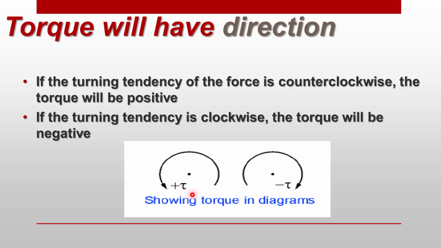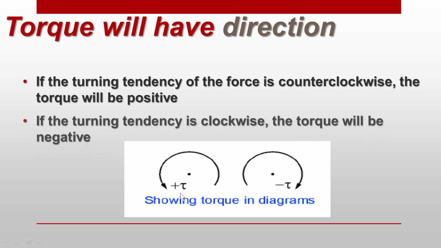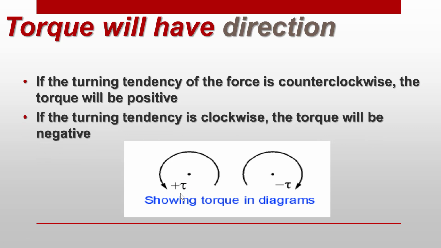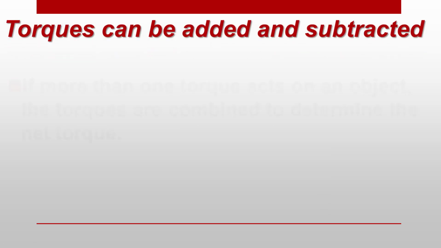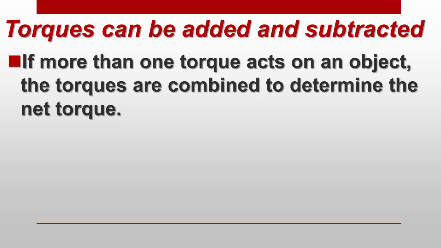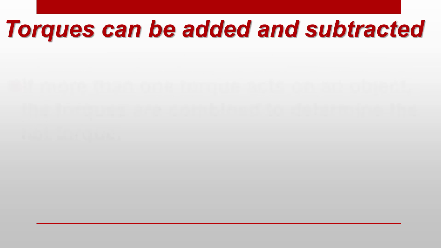This is just a convention, that if torque is producing a rotation in the anti-clockwise direction, then we have to put a positive sign with that torque. And if the turning tendency is clockwise, the torque will be negative. So by convention, anti-clockwise torque is positive and clockwise torque is negative. And torques can be added and subtracted. If more than one torque acts on an object, the torques are combined to determine the net torque.